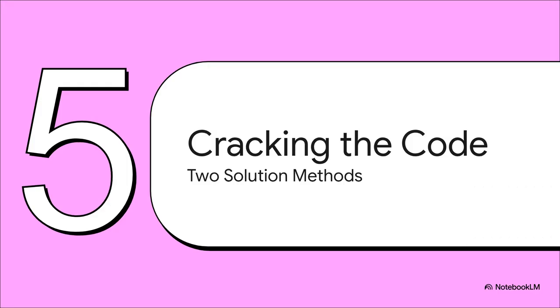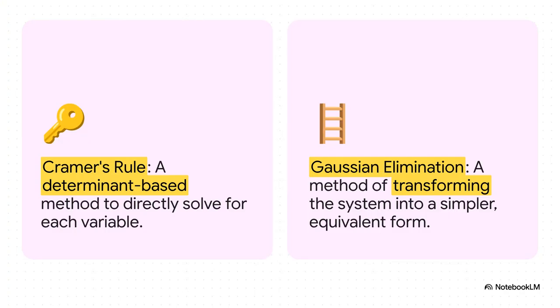And that brings us to the grand finale, cracking the code. We've successfully translated our problem into matrix speak. We have our equation, A times X equals B. The goal now is to solve for X, to find those unknown variables. And guess what? We are totally equipped to do this now, using 2 different but equally powerful methods. So our 2 paths to the answer are Cramer's rule and Gaussian elimination.